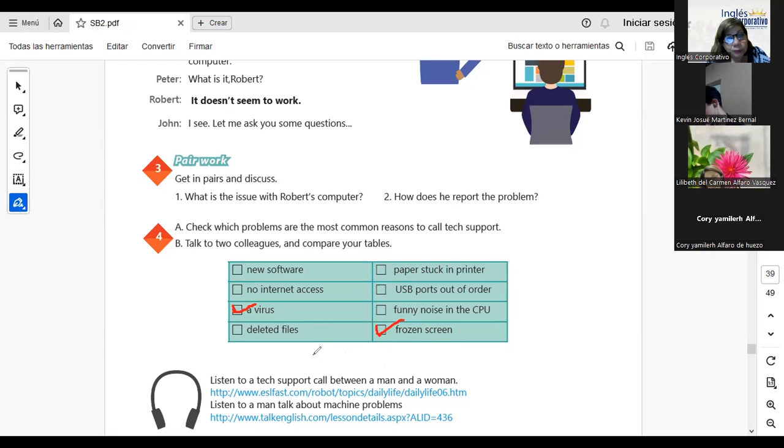Another? A new software. No internet access. Do you think that no internet access can be a reason to call the tech support? Yes, my job is a reason. Okay. Because I need to read for work in a system. No more? Okay, because they are problems. And you can call the tech support for all the problems. But the most common, maybe it can be the number four you said. Now continue.